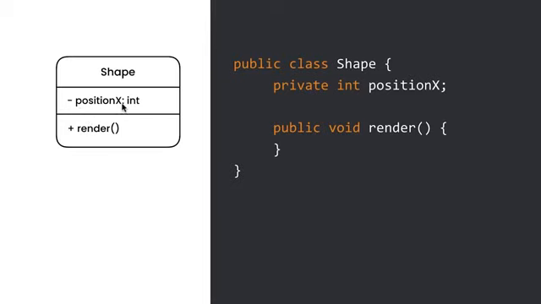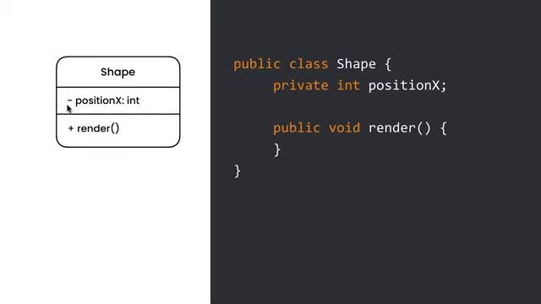So after the colon, we specify the type of a field or a parameter or the return type of a method. So here we have a method called render. It doesn't have any parameters. That is why we have an empty pair of parentheses, and it doesn't return any values. So we don't have a colon after the name of the method. So that means the return type of this method is void.